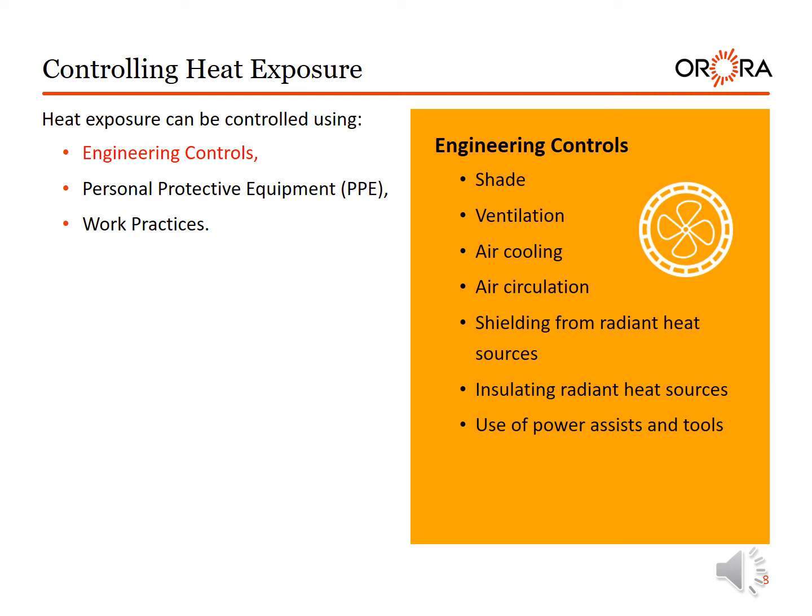Sometimes heavy clothing is required to protect a person against contact with hot materials or surfaces. Impermeable chemical protective clothing is another example of clothing used for protection which can contribute to heat exposure. Another area of engineering control would be to use power assists and tools that reduce the physical demands placed on the team member. Less metabolic energy used for the job means less risk of overexposure to heat.